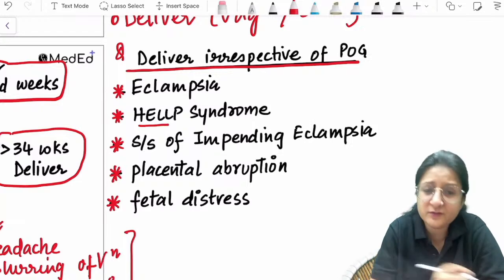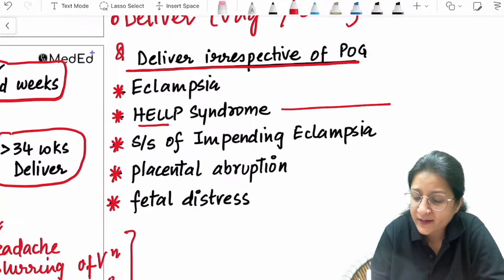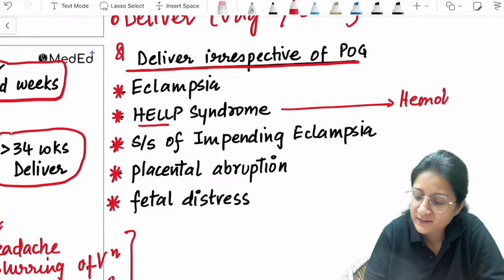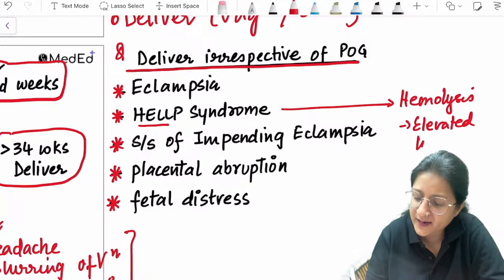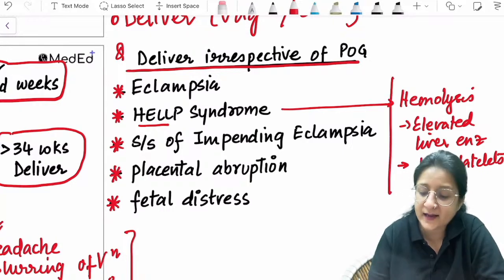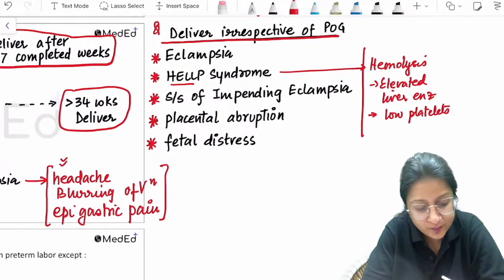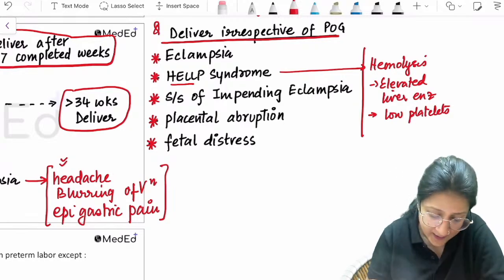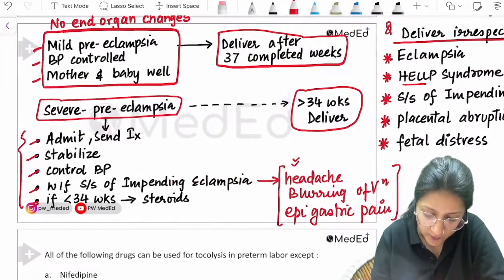Remember what is HELP syndrome? HELP syndrome is nothing but a mnemonic. HELP syndrome is hemolysis, elevated liver enzymes, and low platelets. When these three things occur together, it is called HELP syndrome. Okay, now let's come to the next question.